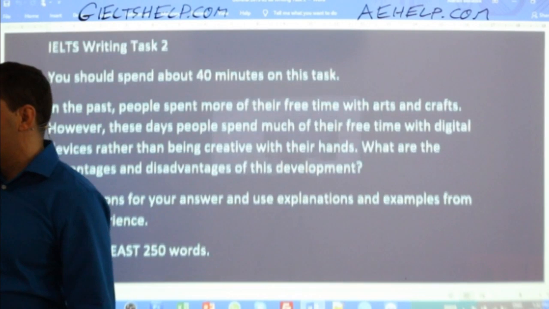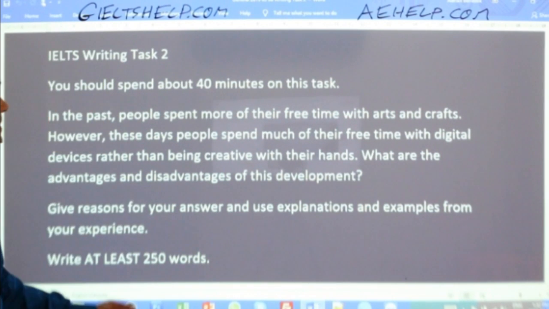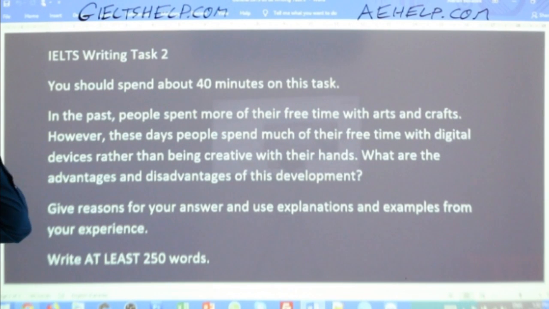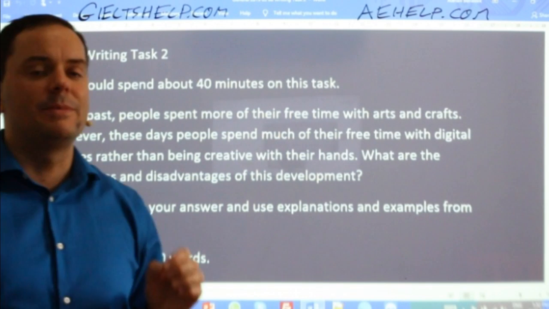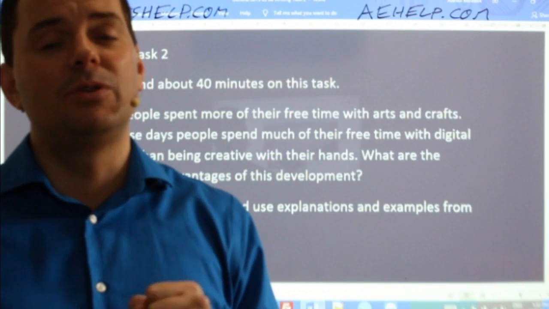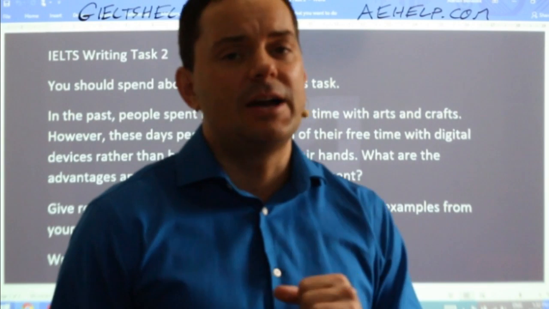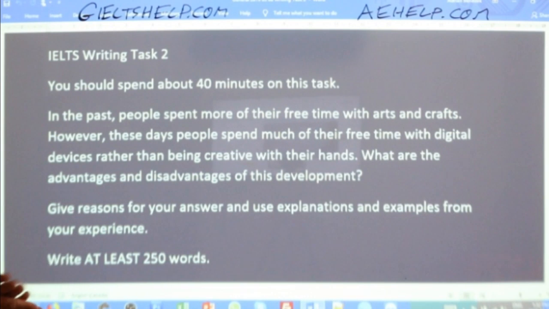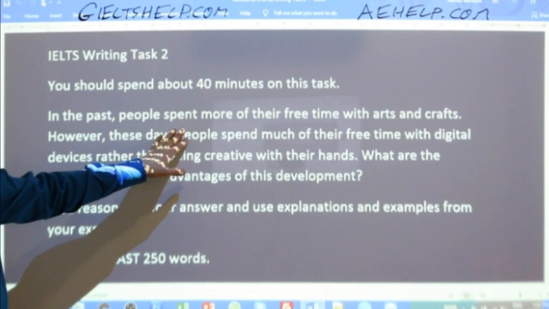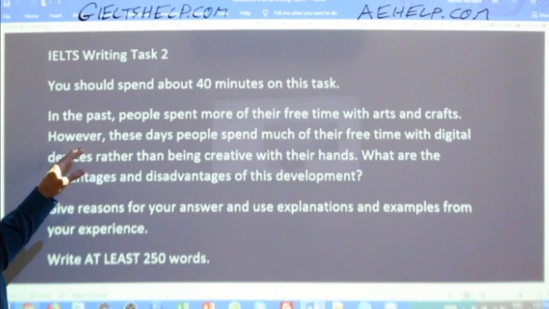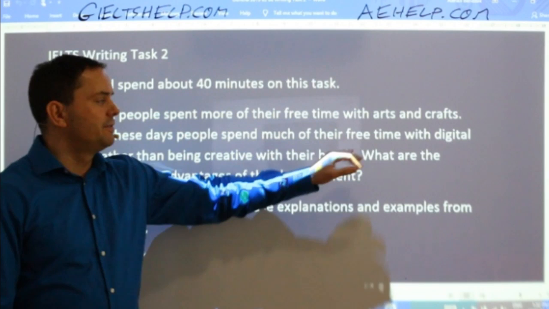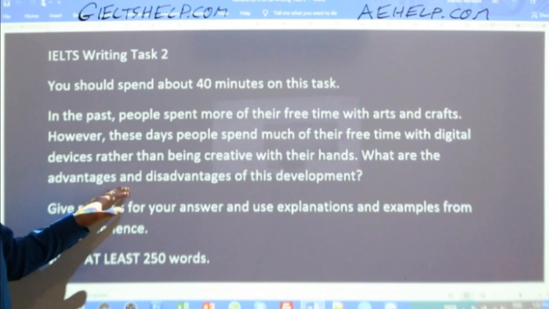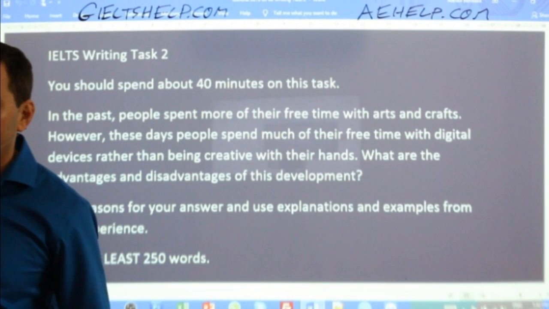Okay, students, let's take a peek at today's question. Here it is. IELTS Writing Task 2. You should spend about 40 minutes on this task. Definitely spend 40 minutes. Students, do not take time away from your Task 2. It is very important that you have 40 minutes for your Task 2. In the past, people spent more of their free time with arts and crafts. However, these days, people spend much of their free time with digital devices rather than being creative with their hands. What are the advantages and disadvantages of this development?